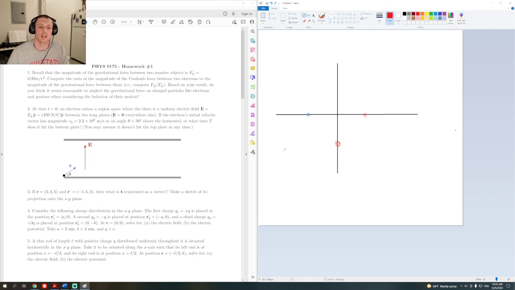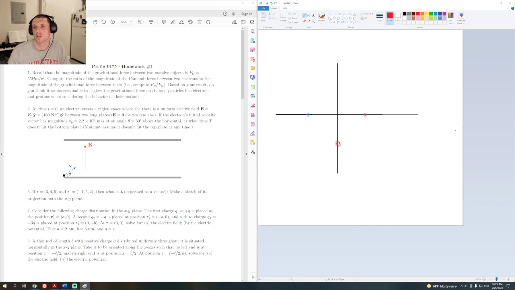But remember that the electric field due to a positive point charge will point away from the point charge. It will point radially away. And the electric field due to a negative point charge will point toward the charge, right? Radially toward the charge. And that's kind of all we need here, along with this kq over r squared thing.